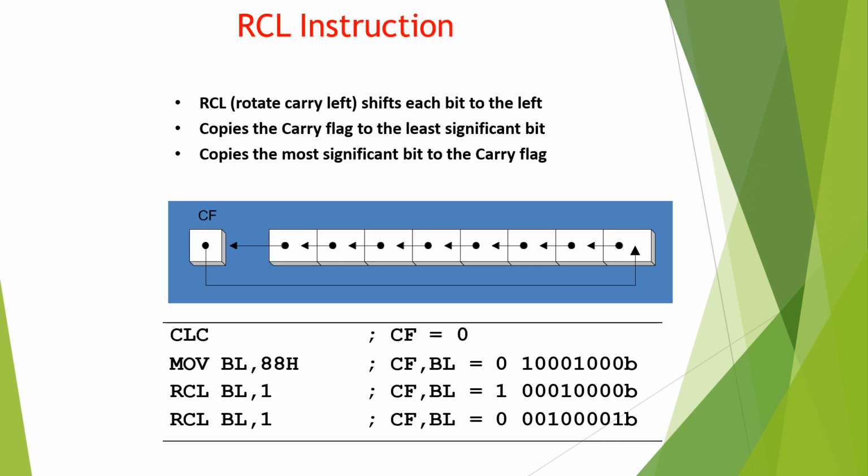Then RCL, rotate through carry. Here the content of the carry flag is also included, and then the bits are rotated in either the left or the right direction. This instruction is used for shifting each bit to the left, and it also copies the carry flag into the LSB, and the most significant bit is sent to the carry flag. So it works in a different manner than the ROL instruction.